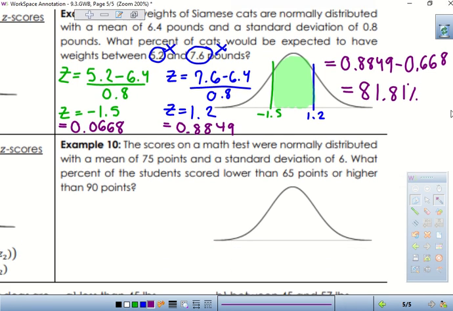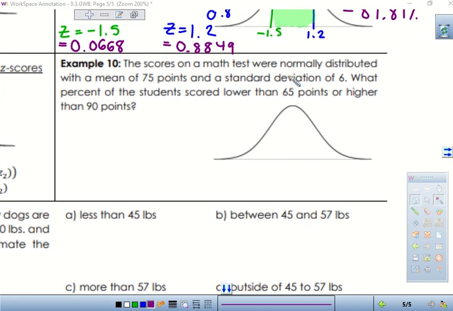So the next one. The scores on a math test were normally distributed with a mean of 75 points and a standard deviation of 6. What percentage of the students scored lower than 65 points, or higher than 90? So, once again, these are both x values. So we have to do two separate calculations here, okay?